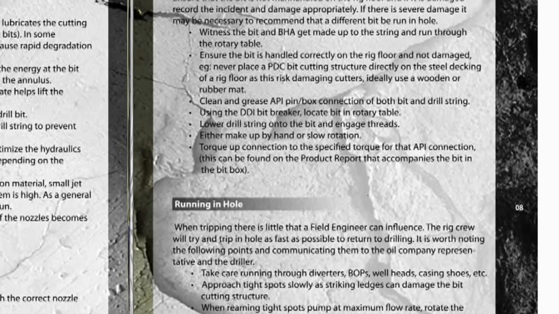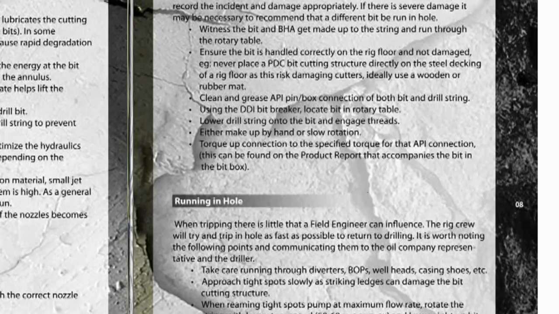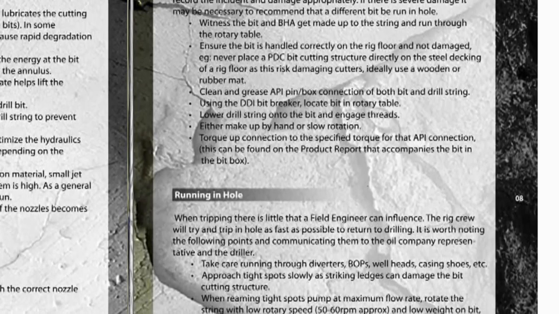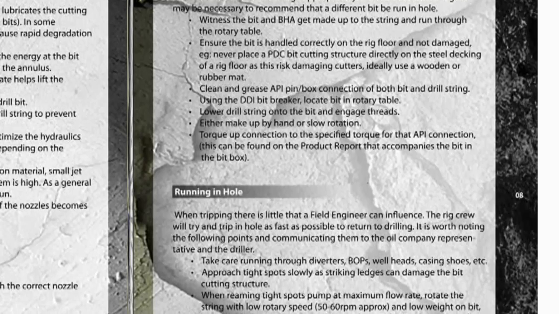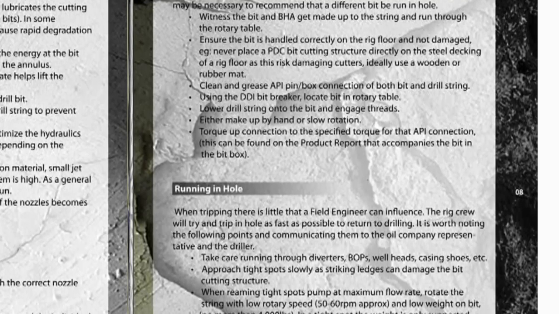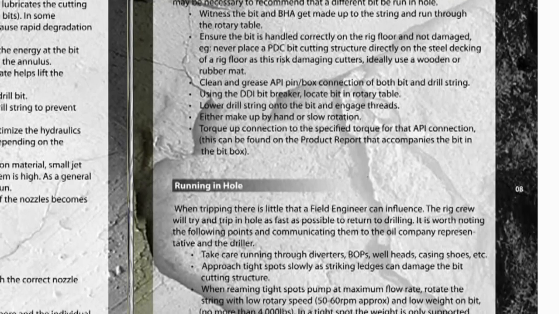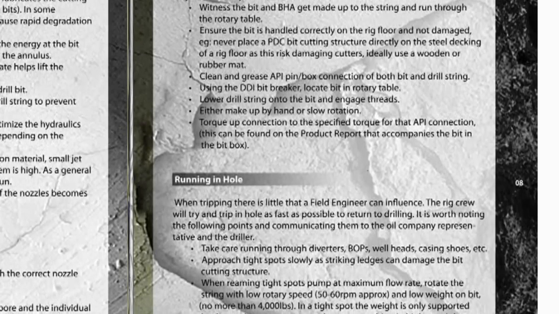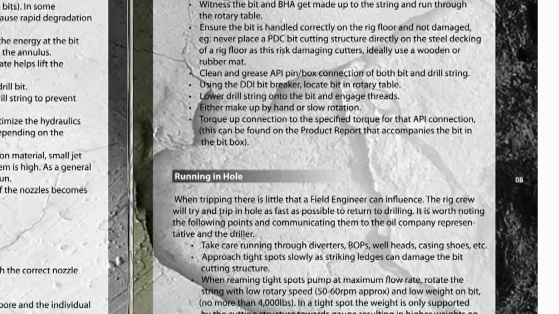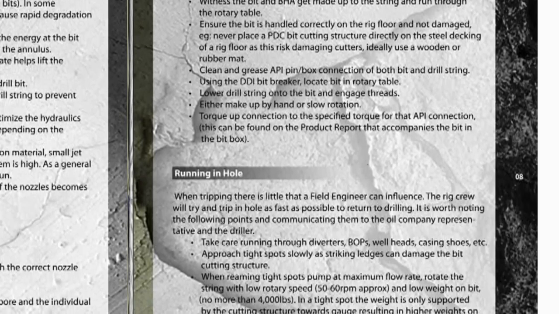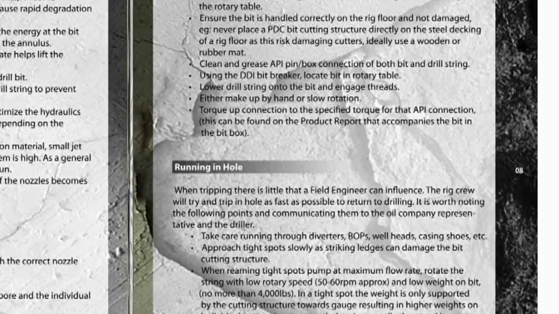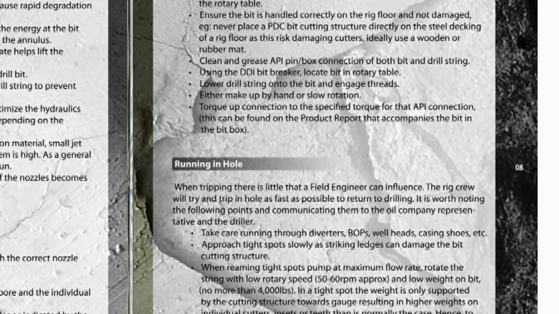Clean and grease the API pin or box connection of both the bit and drill string. Using the DDI bit breaker, locate the bit in the rotary table. Lower the drill string onto the bit and engage threads. Either make up by hand or slow rotation. Torque up the connection to the specified torque for that API connection. This can be found on the product report that accompanies the bit in the bit box.